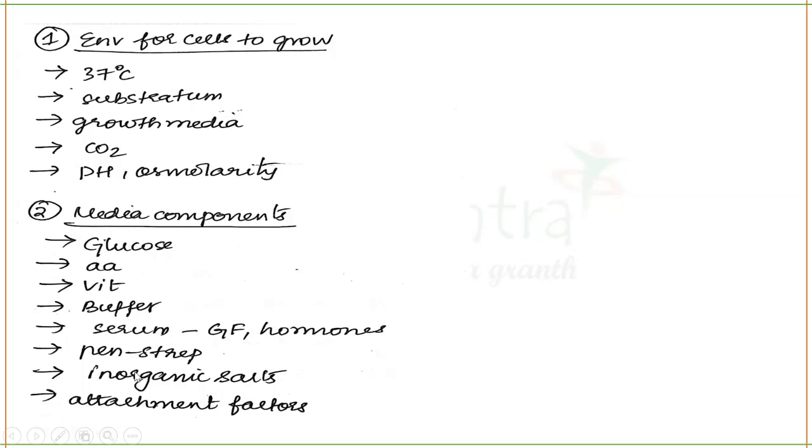Then inorganic salts and attachment factors like the substratum. All of these are important, and it should be like how the cells are growing in a person's body or any animal's body. Whatever is required for the growth of cells in an animal's body should be provided in vitro so that you will get a very good culture.